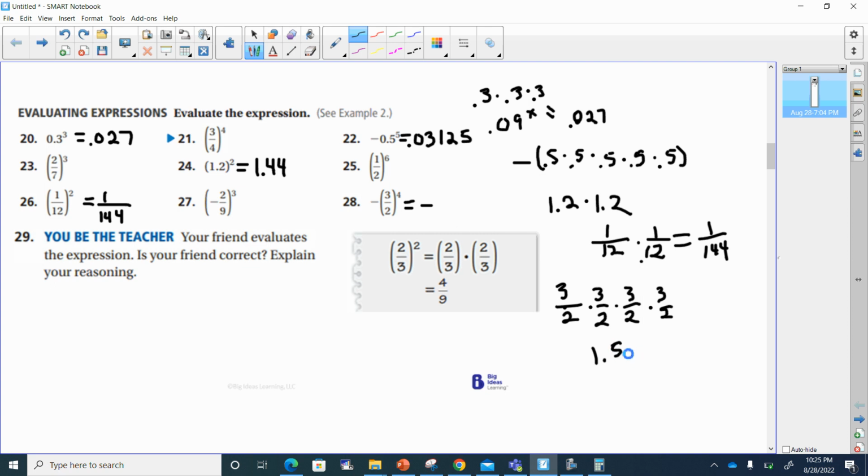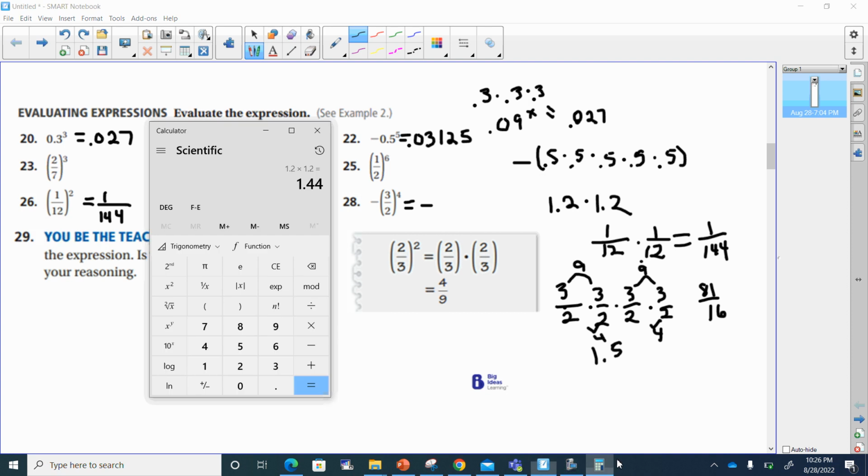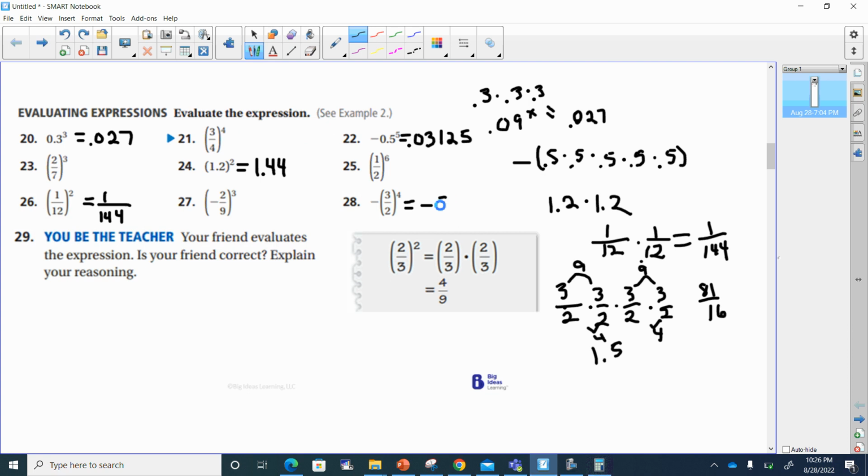Many of you have already realized 3 over 2 is 1.5, which means you would multiply 1.5 times itself 4 times. You could also say 3 times 3 is 9, and 9 times 9 is 81. So this would give us an 81. Now we'd have 2 times 2 is 4, and 4 times 4 is 16. Right? And if I was going to evaluate 81 over 16, I realize that's 81 divided by 16. And that would give me 5.0625.